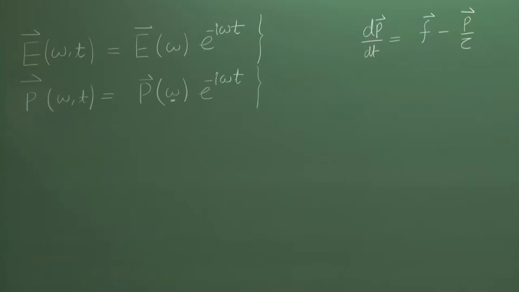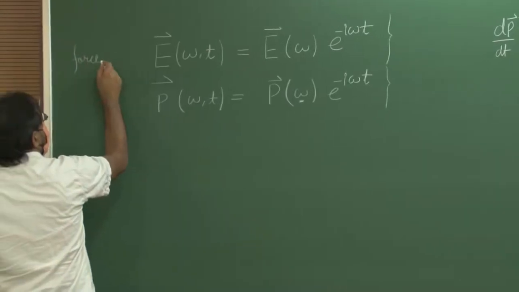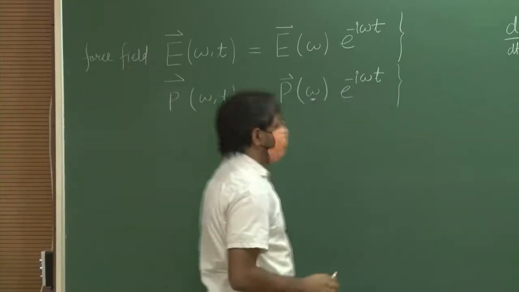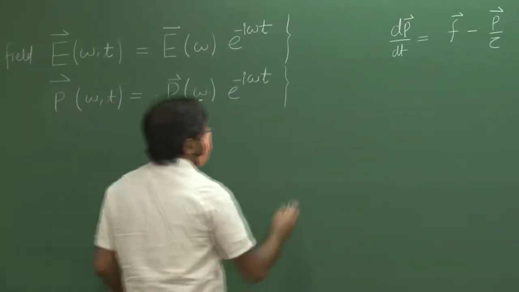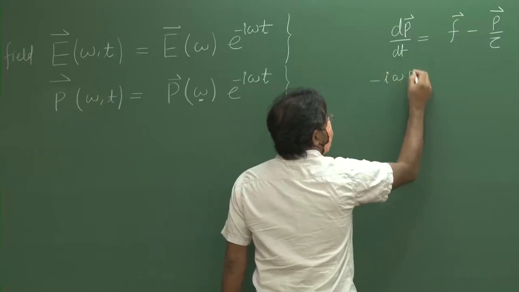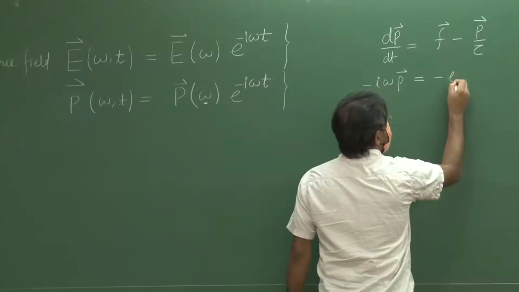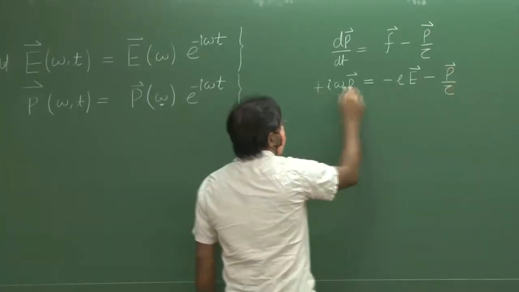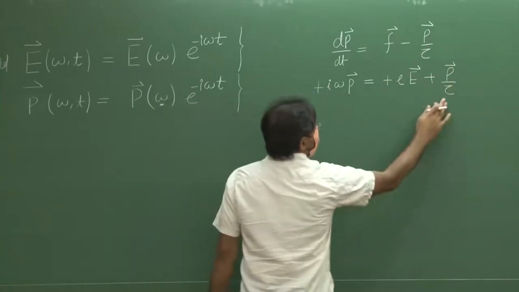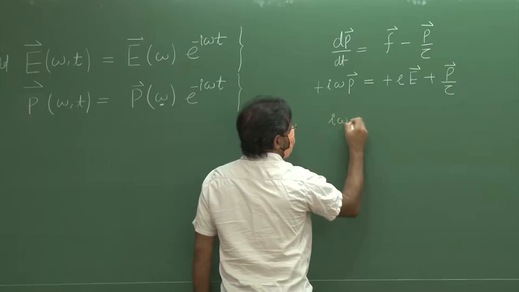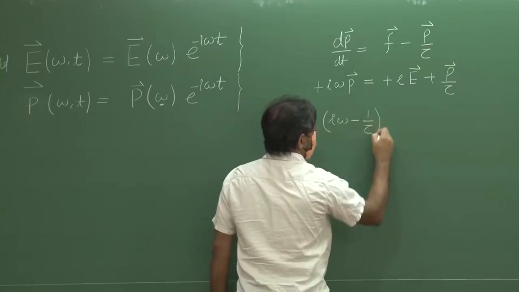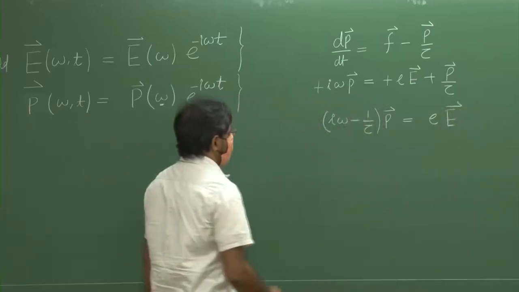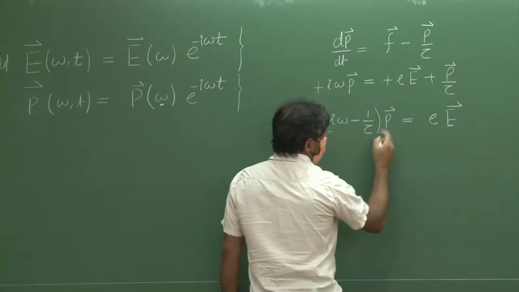So, this is my force field, if I multiply this E with the charge. Now, I can plug these two into my equation. If you take the time derivative of p, it will be minus i omega p equals the force field, which is minus e times E, minus p divided by tau. Is that fine? So, I can move these negative signs over here and bring this term to this side. So, I will have (i omega minus 1 over tau) times the p vector equal to e times the E vector, all right?